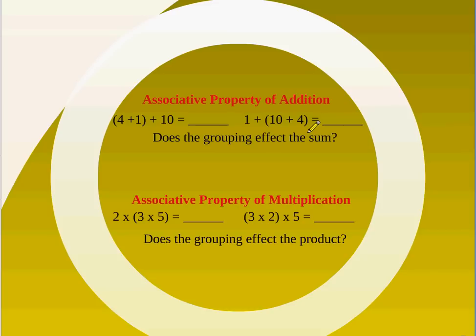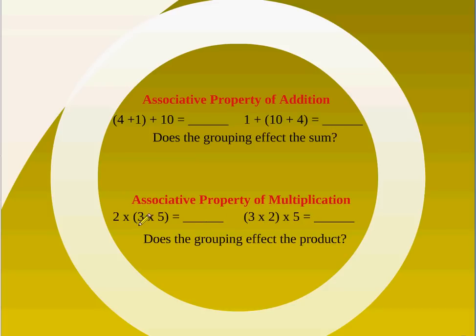It doesn't matter how things are grouped or what other numbers they associate with in their little cliques, their little parentheses. It just matters that they're all there and they're all being added together. And down below here we see we have the same thing with multiplication. It doesn't matter which numbers are grouped. See, here we have 3 times 5 grouped, and here we have the 3 times 2, but it's still a 2, 3, and a 5 multiplied.